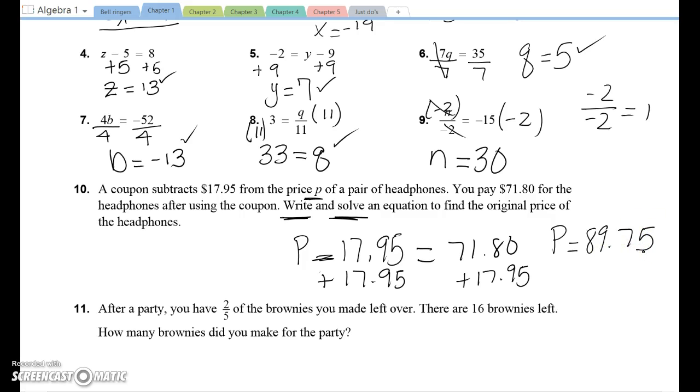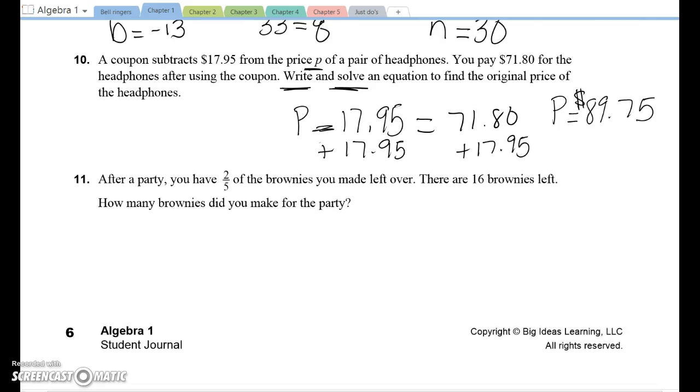Now, you just did a word problem. We need to make sure we put units. So what is this? This P stands for money. So I need to put a dollar sign in front. Okay, remember, subtract means it's a subtraction problem. Sometimes it's kind of hard to determine what kind of problem it is. Let's look at number 11.